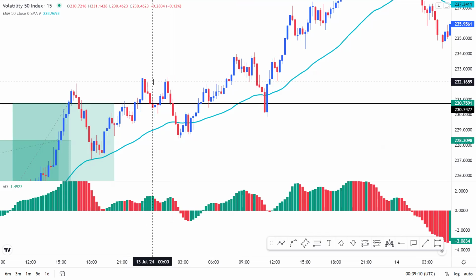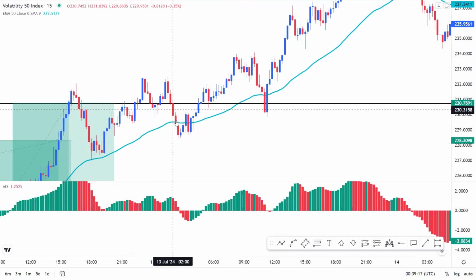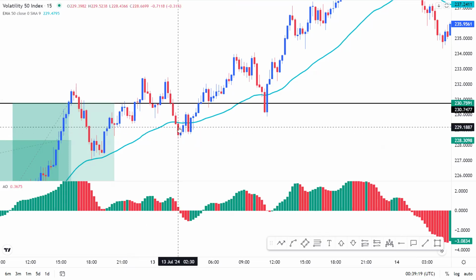So we need to see the market start off with selling, right? Which we did. And then we can now take our entries for buys. How do we get our entries for buys? We need two rules to be met. Rule number one, we have the candlesticks above the 50 exponential moving average.